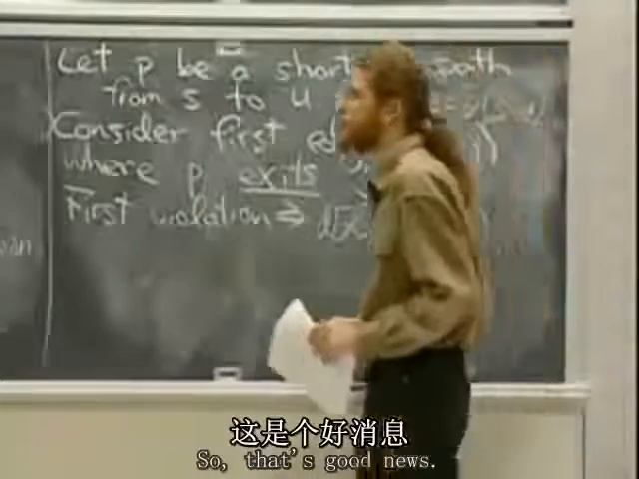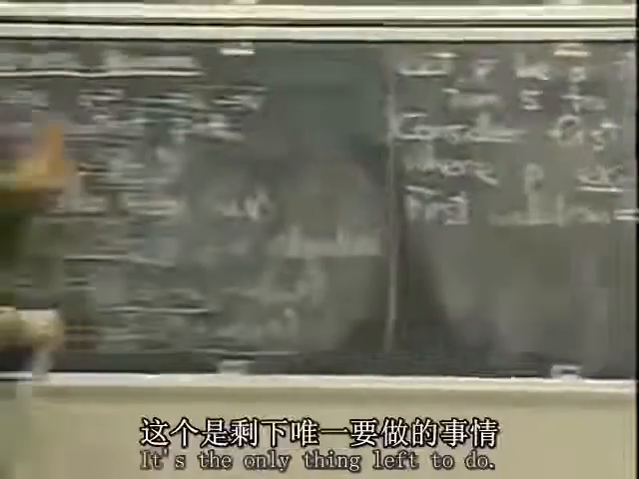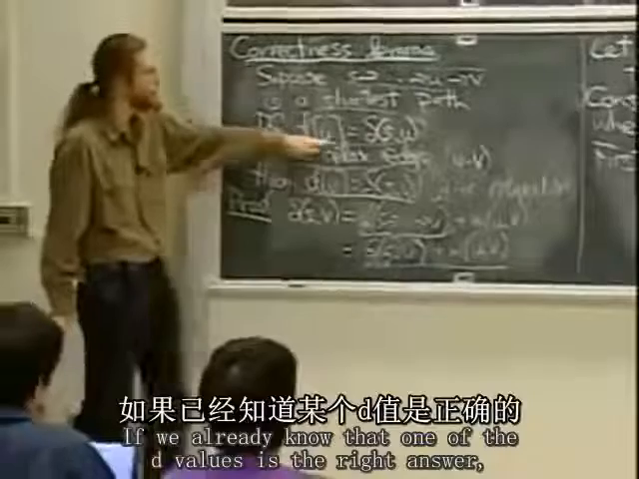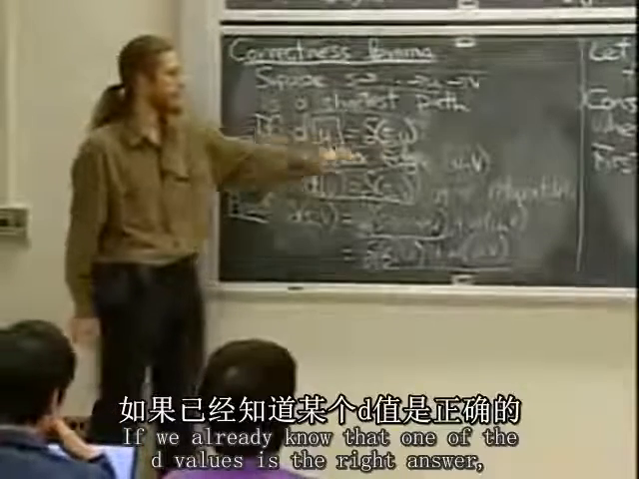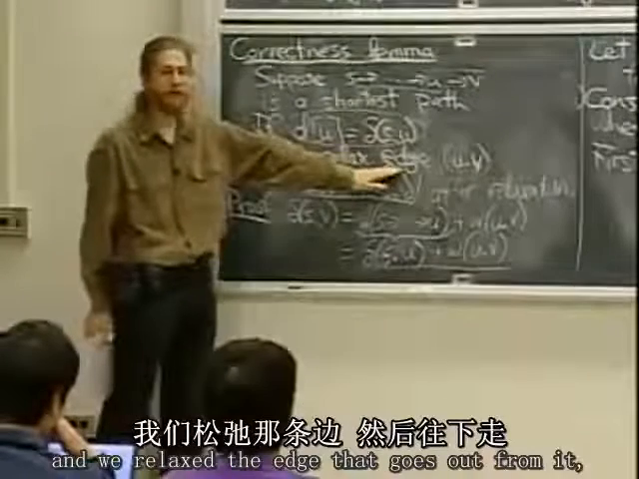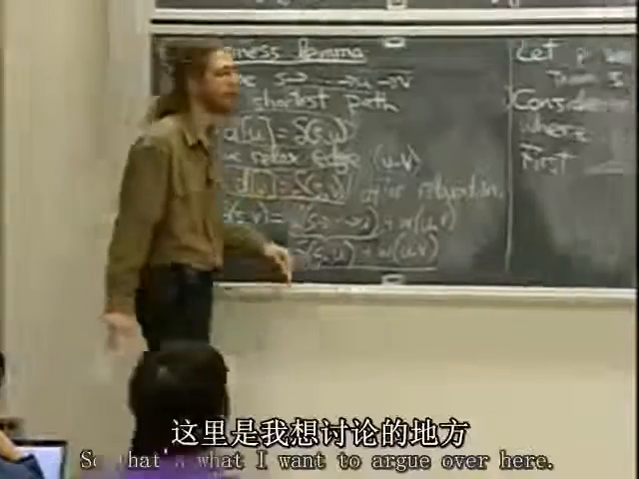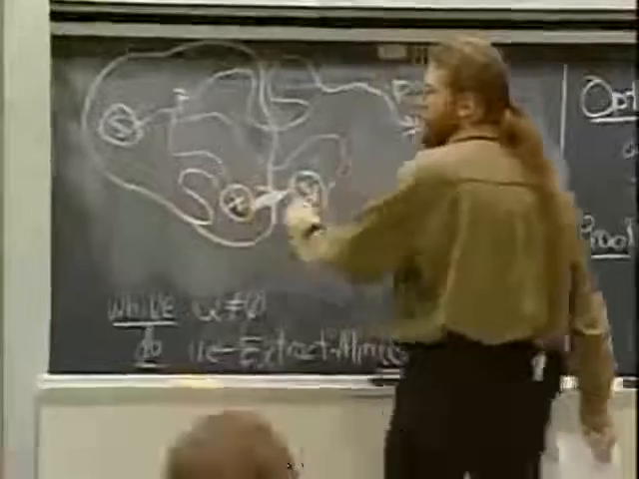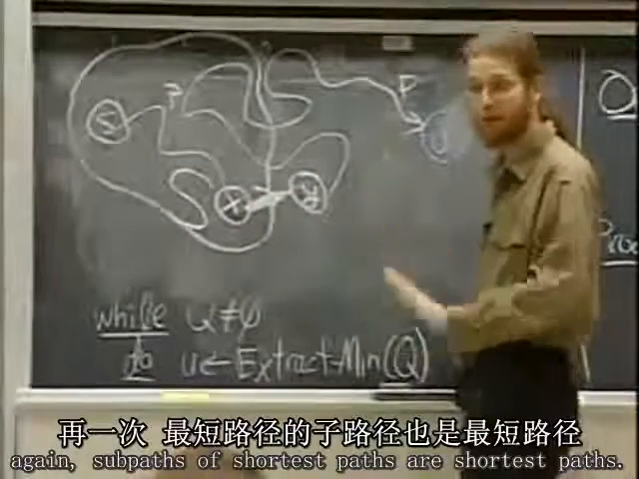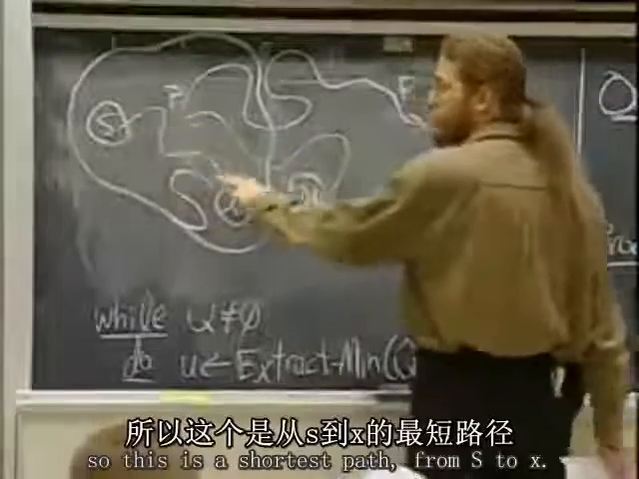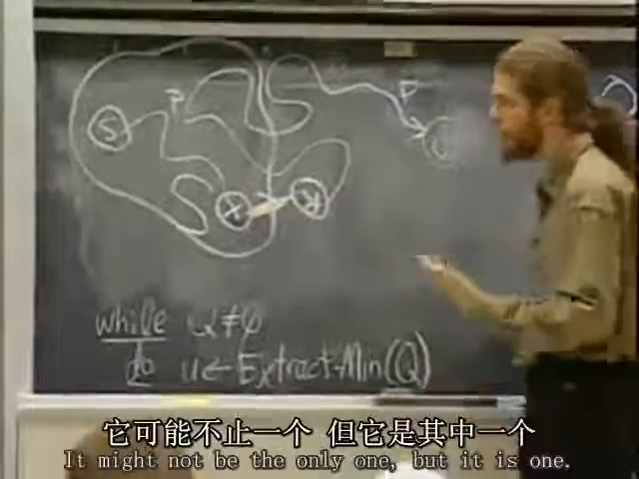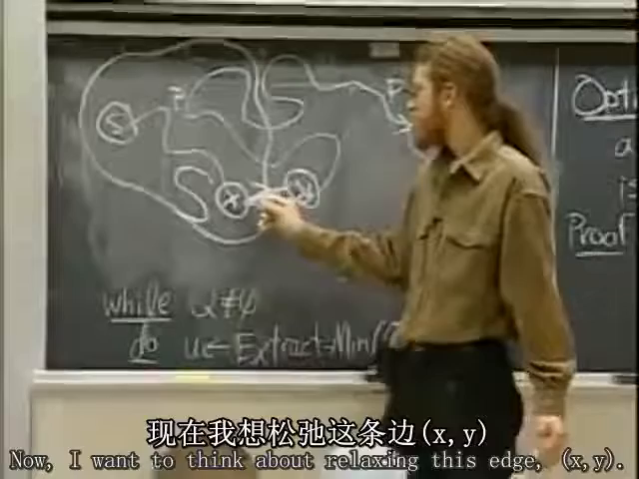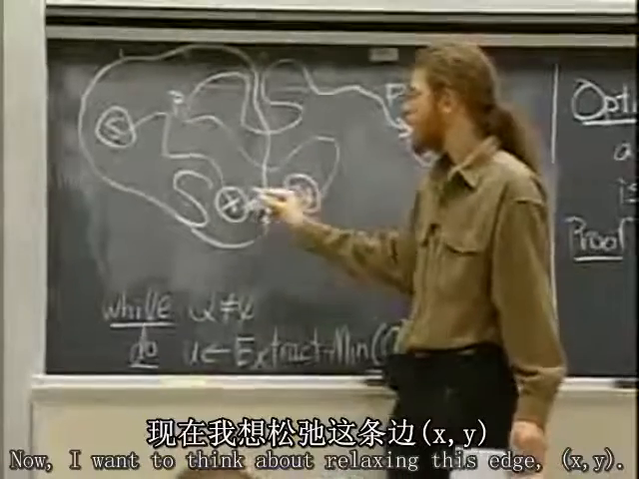So that's good news. Now we're trying to apply this lemma. It's the only thing left to do. We haven't used this lemma for anything. So we have this setup. If we already know that one of the D values is the right answer, and we relax the edge that goes out from it, then we get another right answer. So that's what I want to argue over here. We know that the D of X equals this weight, because again, shortest subpaths are shortest paths. We have optimal substructure. So this is the shortest path from S to X. Might not be the only one, but it is one. So we know that matches.